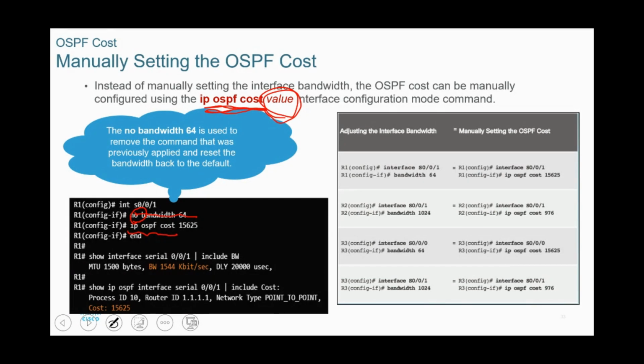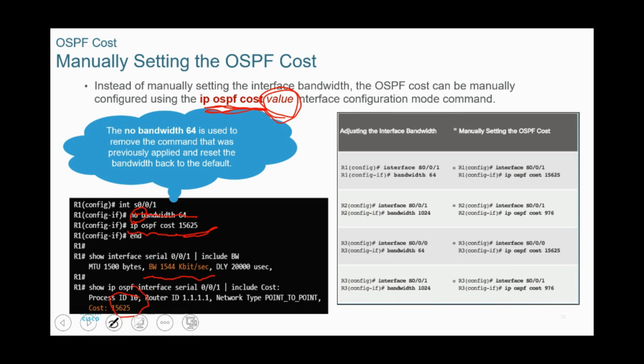So straight away when you type this command and show interface S0/0/1, the router will have calculated and will update it for you. Now you will get the bandwidth of 1544 kilobits per second, so the cost value will be 15625, which is previewed here.